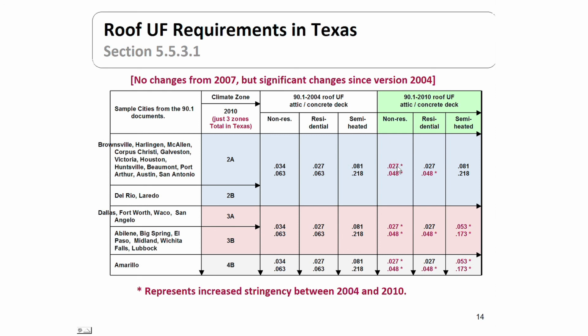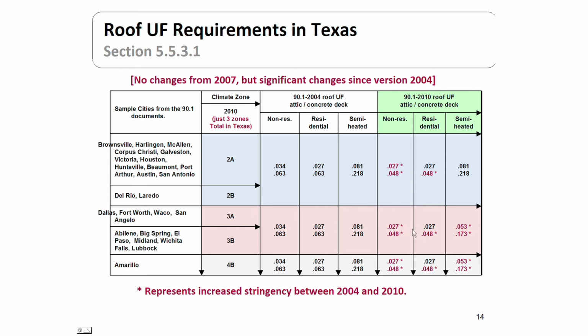So here, for example, we have a U factor of 0.027 right now for a non-residential building, and that is for the roof. And back in 2004, that requirement was 0.034. So basically, you were restricting the heat loss through the roofing materials to a higher extent than it was in the earlier version. So there has been increased stringency, as you can see.